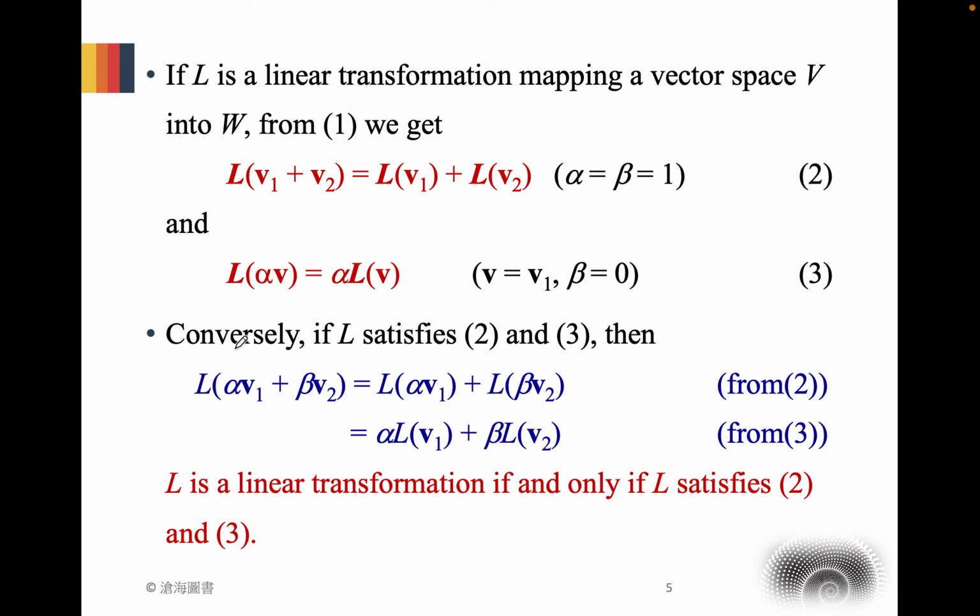Okay. And conversely, if L satisfies these two equations, then L of alpha v1 plus beta v2 can be written as L of alpha v1 plus L of beta v2. That is equal to alpha Lv1 plus beta Lv2. Okay. So we can say that L is a linear transformation if and only if L satisfies equation 2 and equation 3.